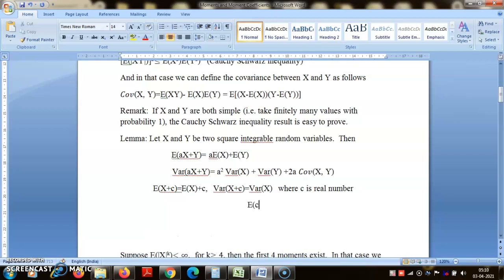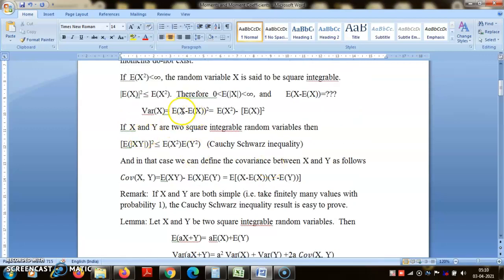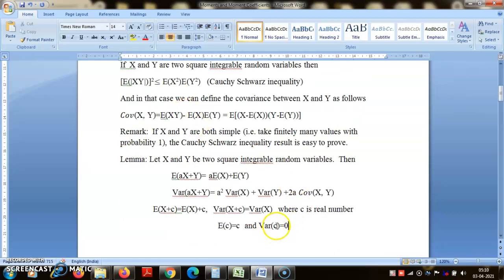Expectation of c is equal to c, and the variance of a constant is equal to 0. That is also obvious, because you can think of this constant as a simple random variable taking only one value c. By that definition, the expectation of c is c into 1, so that is c. And the variance of c will be c minus expectation of c, whole square, right? So c minus c, that is 0. So these are two simple but important things.